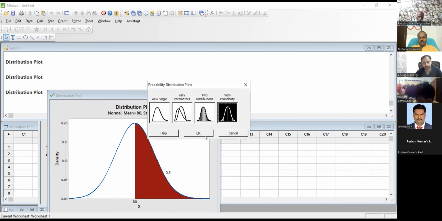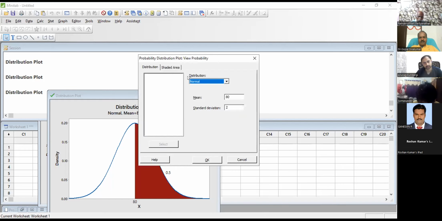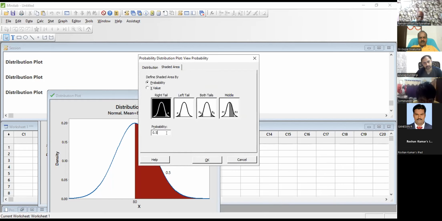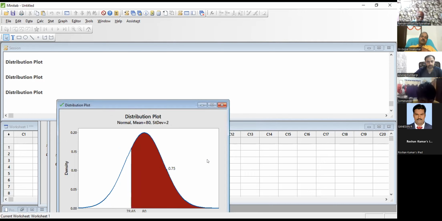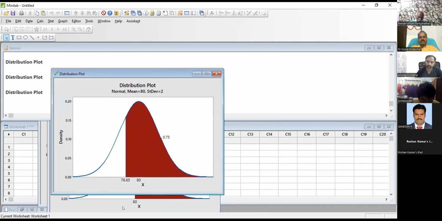View probability. Shaded area. I type 0.75 now. What am I trying to find out? First quartile. That's all. So if the mean and standard deviation are known, you can see the first quartile is 76.85. Hope it is clear to all of you how I solved the situation, right?